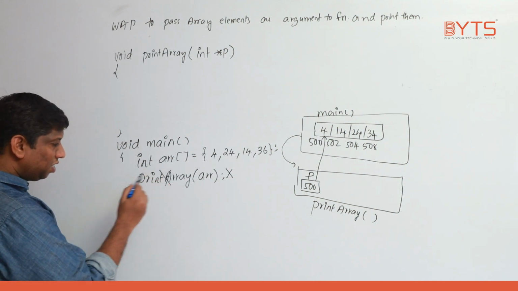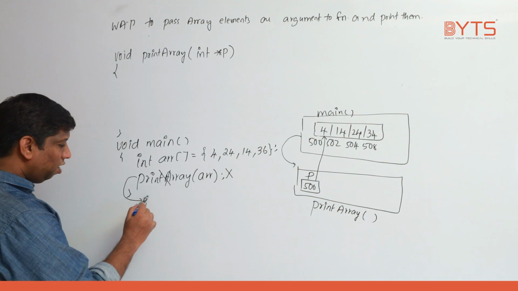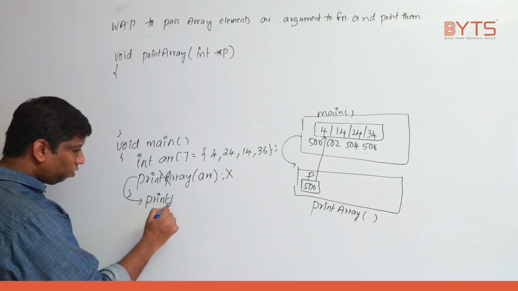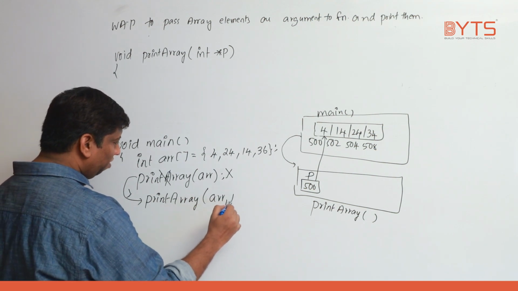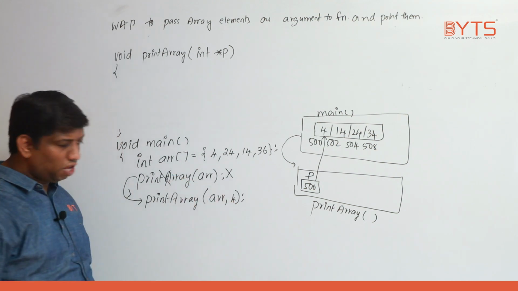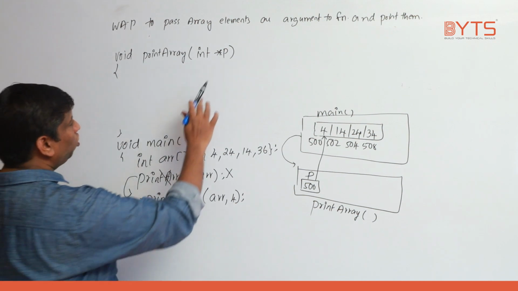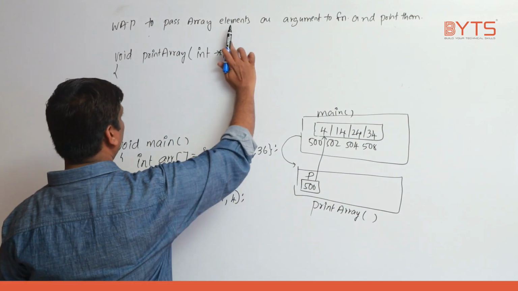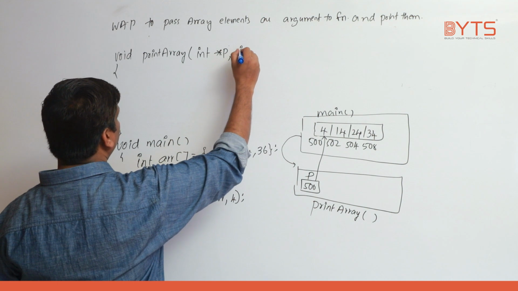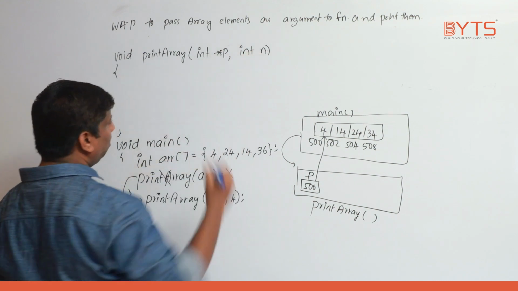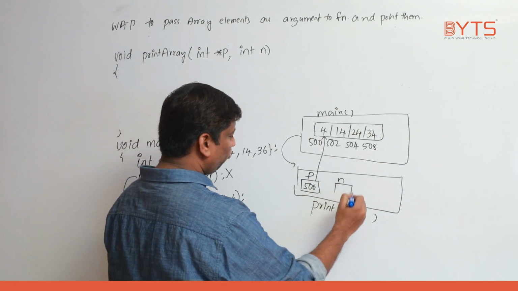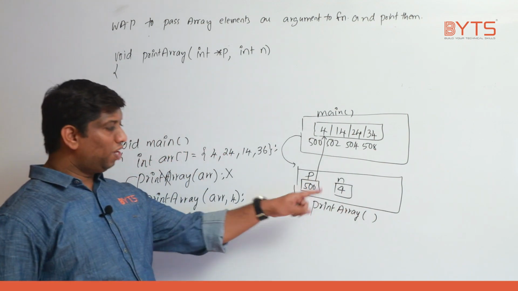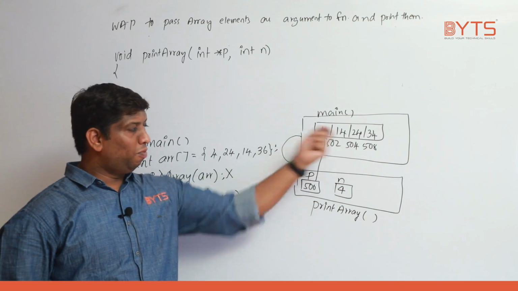Instead of writing like this, I am going to convert this as print array(arr, 4), right? Now 4 is what? Number of elements in an array. int n. Now tell, p value is 500 and n value is what? 4. Now I will use these two variables to try to print all the elements in an array, right?